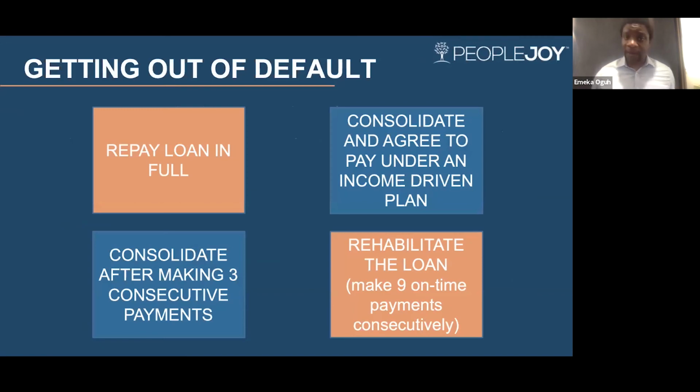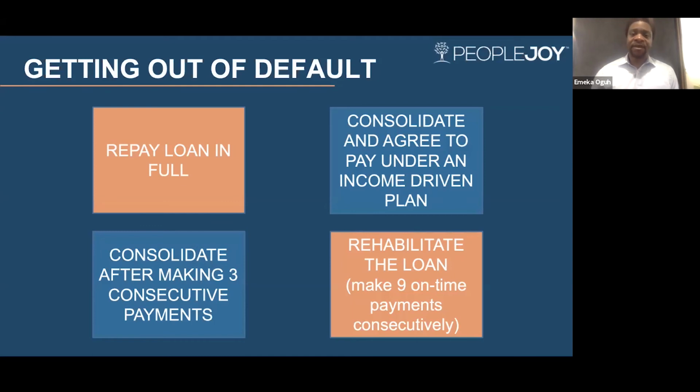So, getting out of default. Obviously, as we mentioned, you can repay the loan in full. You can also consolidate the loan and agree to pay under an income-driven repayment plan. You can make 3 on-time monthly payments and then consolidate the loan. And then the last option is you can rehabilitate the loan by making 9 on-time payments consecutively.